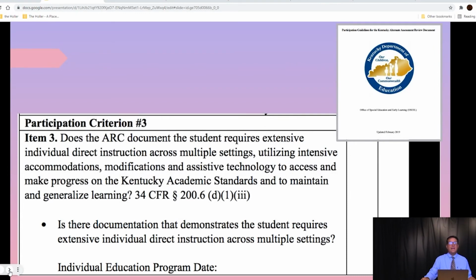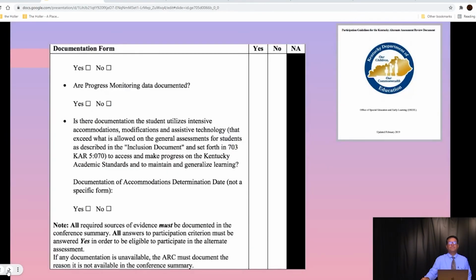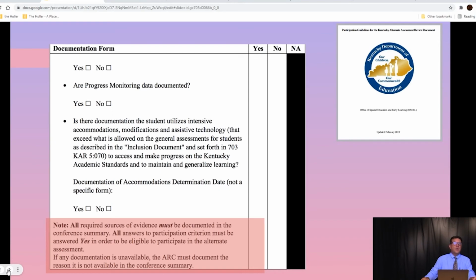Then we're going to check it against what our record review says, and we see that item 3 asks you, does the ARC document the student's requirement or need for extensive direct instruction, extensive accommodation, extensive modification, extensive assistive technology in order to access, and do we see this across all settings? A note here again, all required sources of evidence must be documented in the conference summary. All answers to participation criteria must be answered yes in order to be eligible to participate in the alternate assessment.